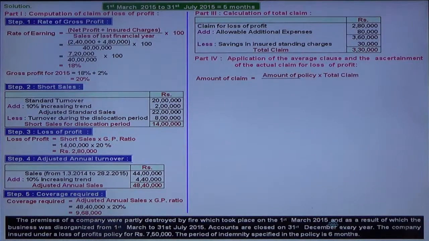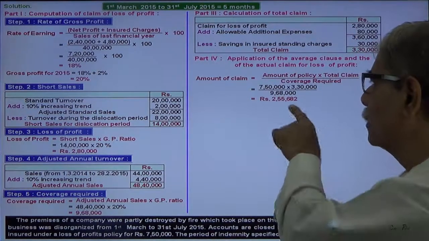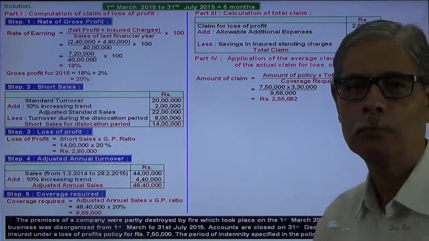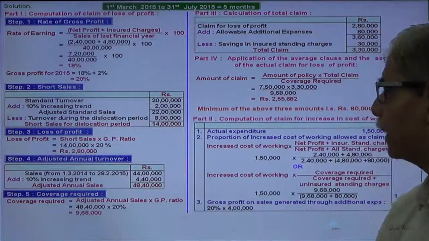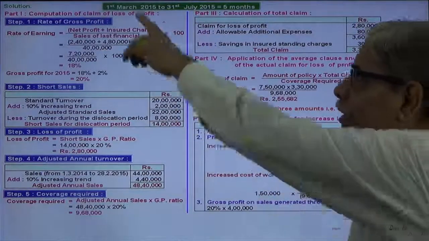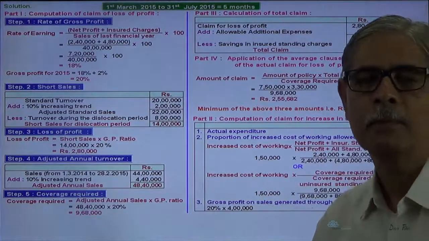So amount of claim is equal to the amount of policy 7,50,000 multiplied by 3,30,000 divided by 9,68,000. So the claim amount should be 2,55,682. So this is how the claim is worked out. If you want to look at the entire sum, how should it look? This is part 1, this is part 2, this is part 3. This is how the sum gets solved.